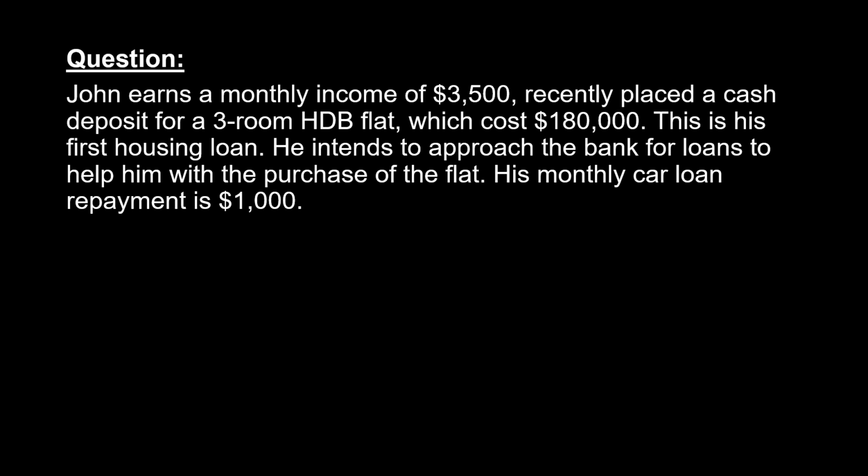There's a monthly income of 3.5k for a HDB flat. The cost of the property is 180k. This is his first housing loan. So he's looking for a bank loan, and he has a monthly car loan repayment of 1k every month. Take note, it's every month.